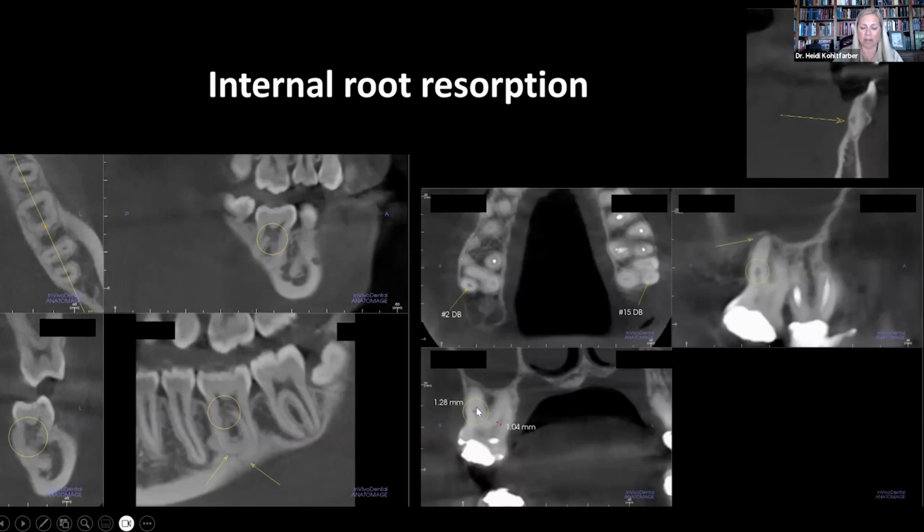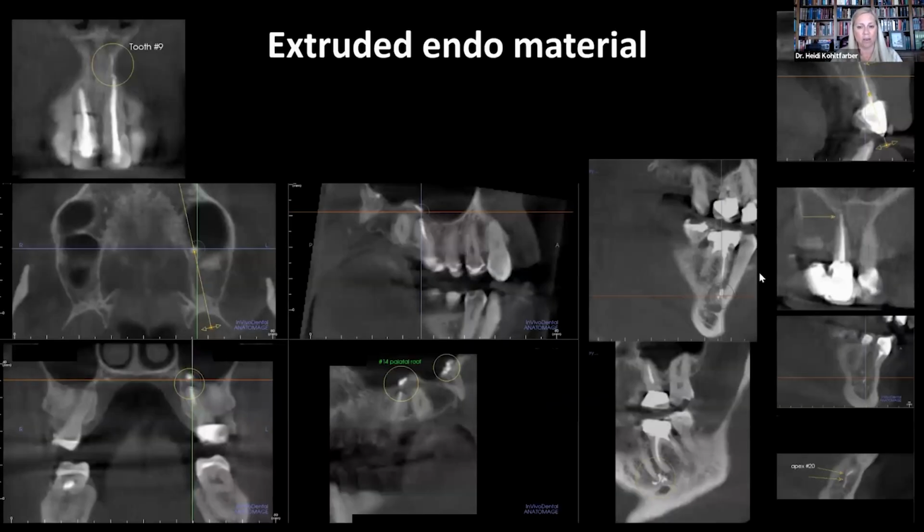This was another case. This patient had some pain and sensitivity, a little bit of widening of the periodontal ligament spaces. And you can see, yeah, we do have a fusiform enlargement of the canal. And you can catch this very early on so that we can fix that for that patient. Extruded endodontic material, we can see that. Now, that may not always cause an issue.